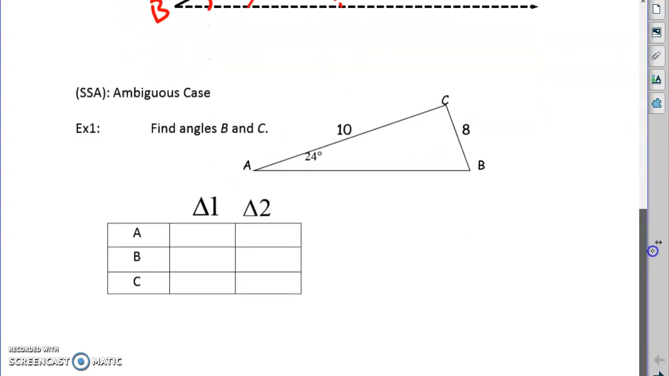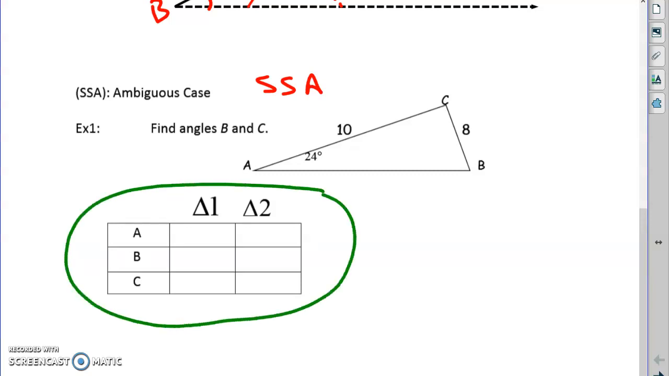Well, we have a strategy. We have some steps that we're always going to go through. Let's take this example. Angle A is 24 degrees. Side A is 8. Side B is 10. It is that side-side-angle ambiguous case option. We're always going to create this grid with two different triangles possible. Angle A is given, 24. Has to be 24 both times.